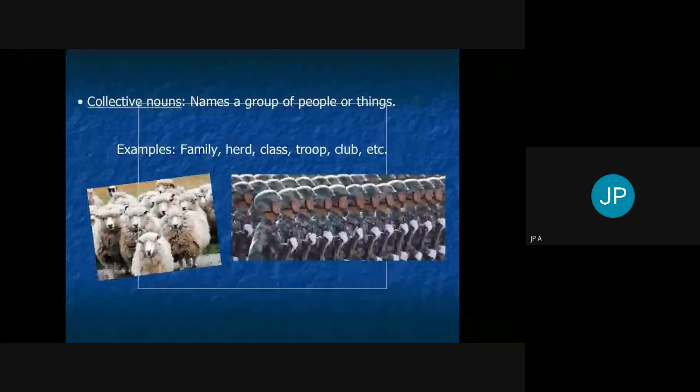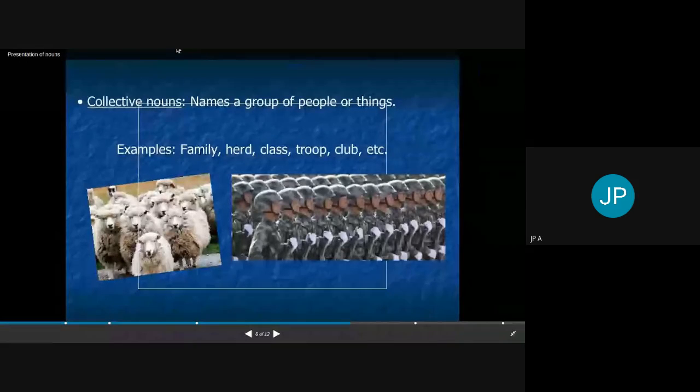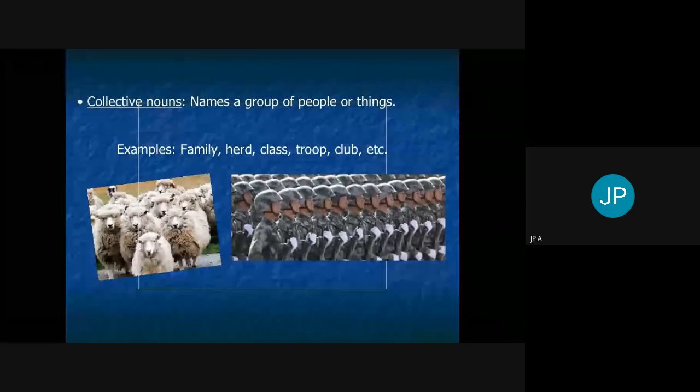This one is very interesting. This is something which is usually asked in PSC exams also. Collective nouns. They sometimes ask, what is the collective noun for wolves? They ask many such things in PSC exams. Anybody tell me, what is the collective noun for wolves?